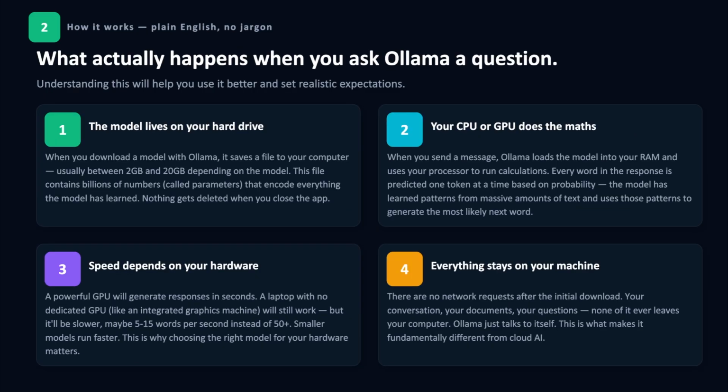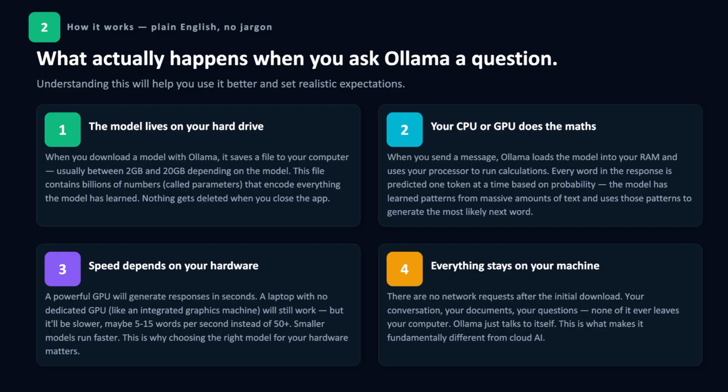Now let me explain what actually happens under the hood when you run Ollama. I want to do this in plain English, because understanding it will make you so much better at using it. When you download a model with Ollama, it saves a file to your computer. That file contains the model, all of its knowledge, all of its capabilities, encoded as billions of numbers called parameters. A 7 billion parameter model has 7 billion of these numbers. A bigger model has more numbers and is generally more capable, but also takes more space and more processing power to run. That file can be anywhere from 2 gigabytes for a small model to 20 to 30 gigabytes for a large one. Once it's downloaded, Ollama never needs the internet again. That file is your AI.